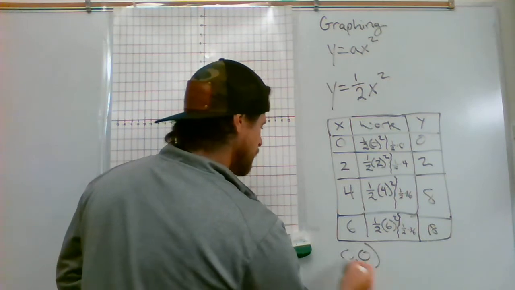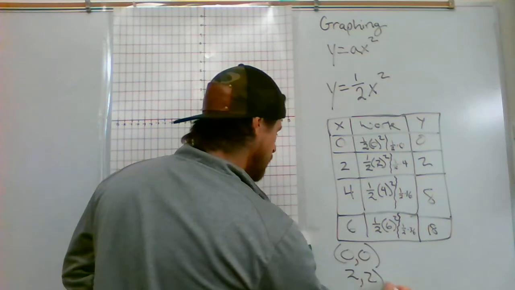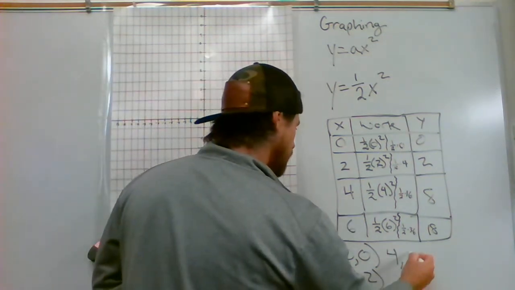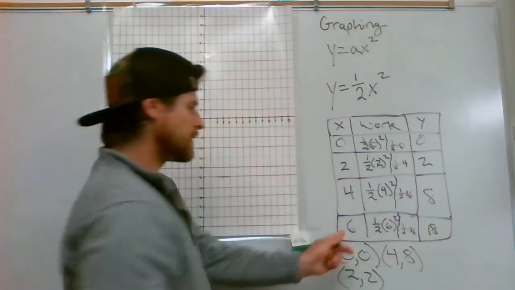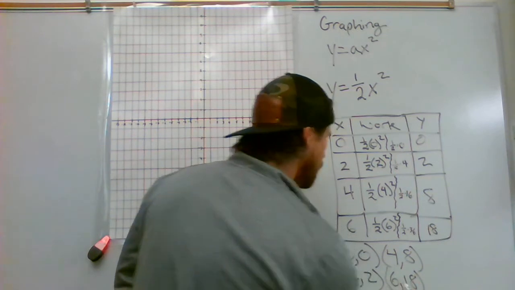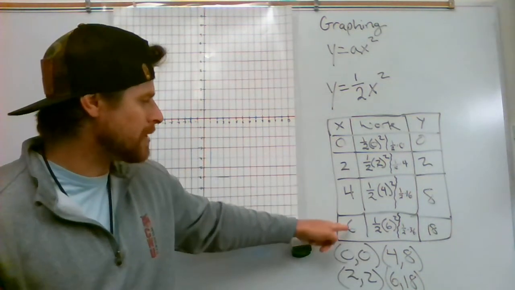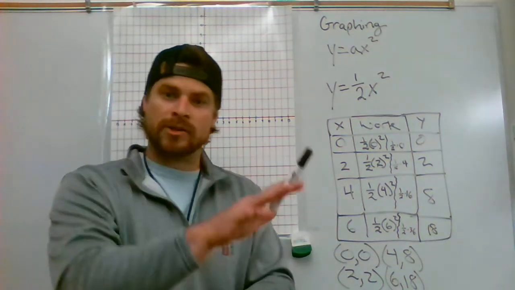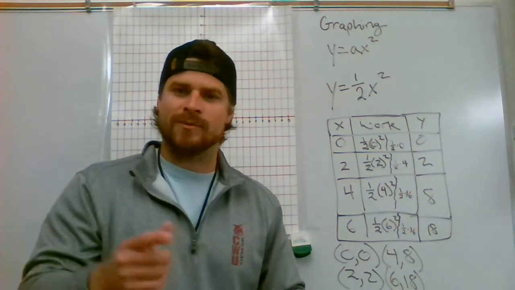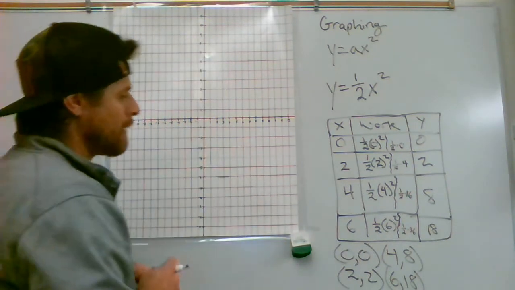0, 0. 2, 2. 4, 8. 6, 18. Plot these points. Now notice that I only chose positive values. We're going to have to do the reflection of this parabola at the end with each one of these values to show the other side, because we can't get a U shape unless we have both sides of the U, the parabola I should say.